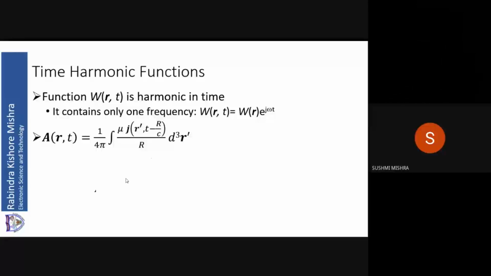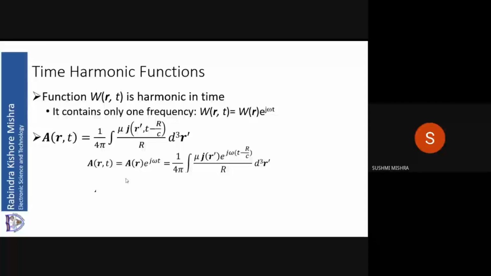So what will I do? I will express J as J(r') e to the power j omega (t minus r by c). So if I do that, I can write A(r,t). I have separated it into two parts, A(r) into e to the power j omega t. On the right hand side, I will get 1 by 4 pi mu J(r') e to the power j omega into (t minus r upon c). Now I can also write that as e to the power j omega t into e to the power minus j omega r upon c.